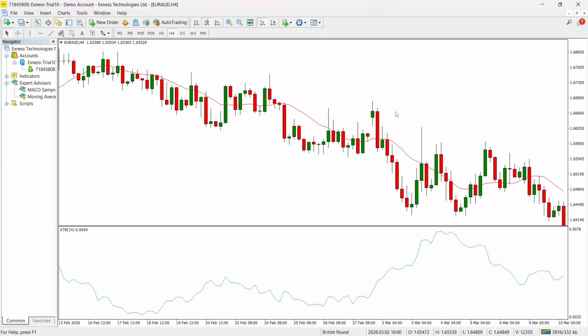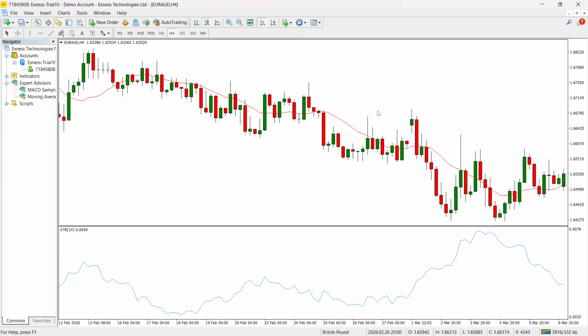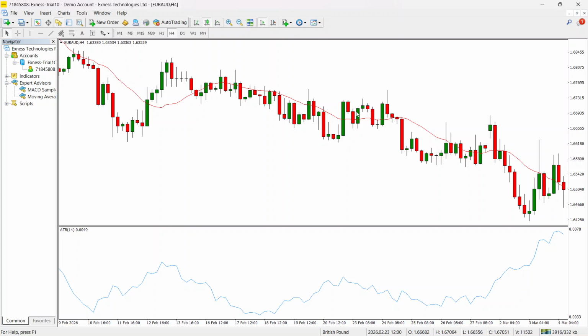From a fundamental angle, I'm watching relative Eurozone versus Australian monetary policy expectations, risk sentiment that affects the Australian dollar as a commodity and China-sensitive currency, and major data such as GDP, inflation, employment, and central bank statements, then aligning that backdrop with what the technical price or technical trend is already pricing in.